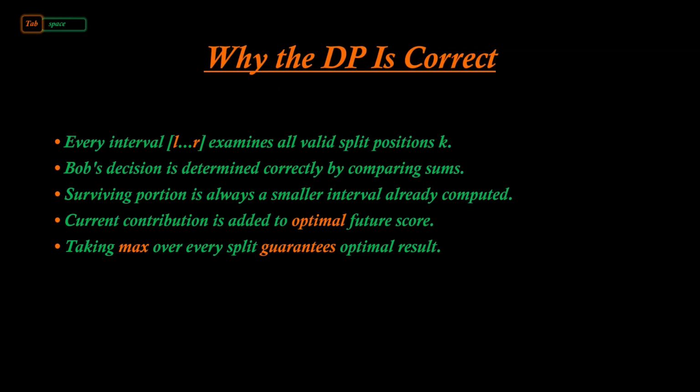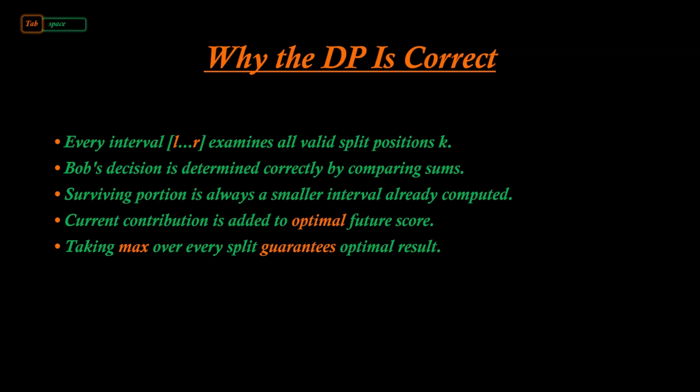Let's establish why our solution is correct. For every interval, Alice can choose any valid split. Our algorithm examines every possible split. For each split, we correctly determine what Bob will do by comparing the two sums. If the left side is smaller, we continue with the left interval. If the right side is smaller, we continue with the right interval. If the sums are equal, Alice chooses whichever surviving interval gives her the better future result.